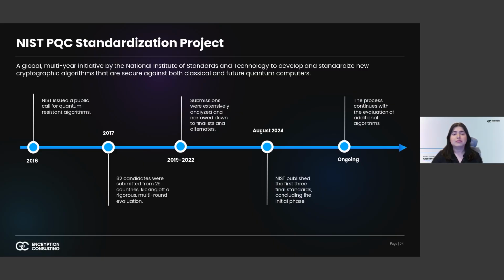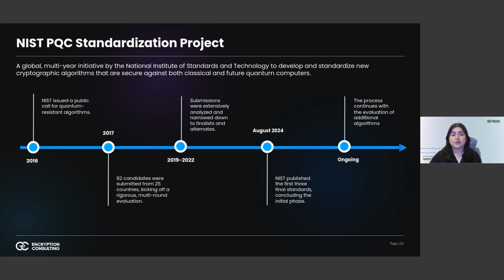They kicked off a rigorous multi-round evaluation process where submissions were subjected to intense analysis. Over the next few years, from 2019 to 2022, the submissions were carefully evaluated and the field was narrowed down to a set of finalists and alternate candidates. NIST and the global cryptographic community worked together, testing, scrutinizing, and providing public feedback to find the best of the best. This long and careful process reached a major milestone in August 2024 when NIST officially published the first three final standards. This marked the completion of the first and most important critical phase of the project.